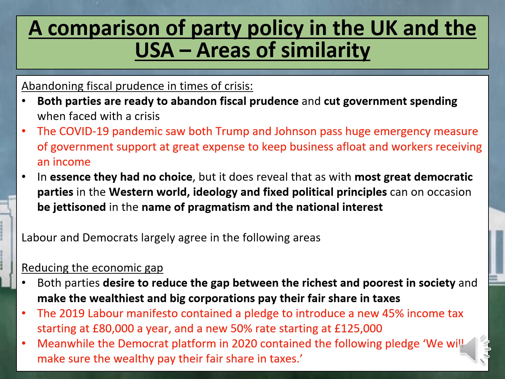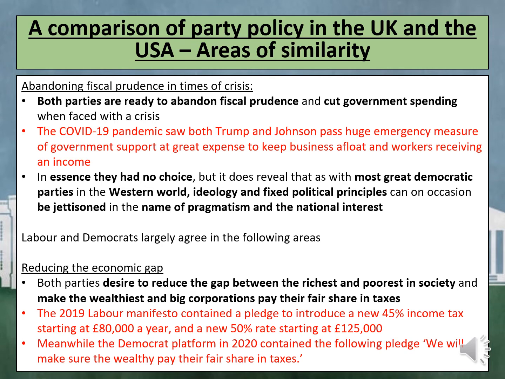Labour and Democrats largely agree in the following areas. Reducing the economic gap. Both parties desire to reduce the gap between the richest and poorest in society and make the wealthiest and big corporations pay their fair share in taxes. The 2019 Labour manifesto contained a pledge to introduce a new 45% income tax starting at £80,000 a year and a new 50% rate starting at £125,000 a year. Meanwhile, the Democrat platform in 2020 contained the following pledge: we will make sure the wealthy pay for their fair share in taxes.